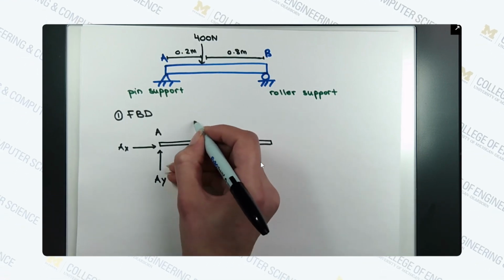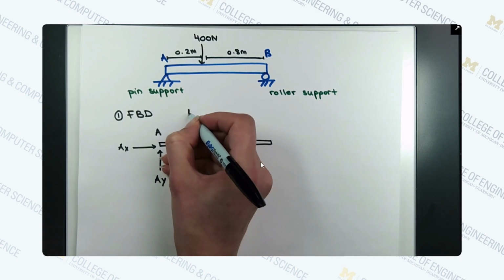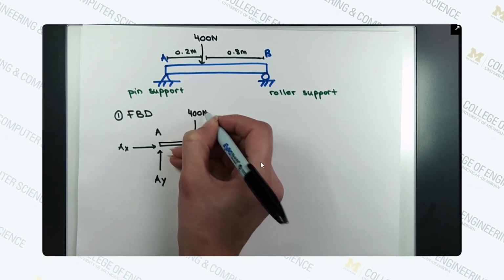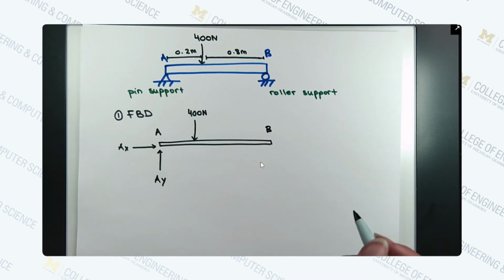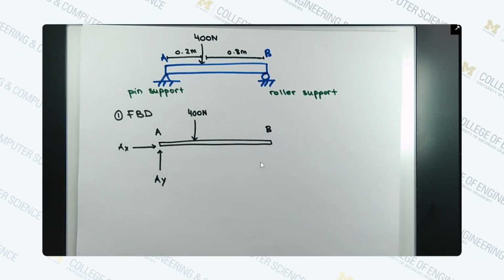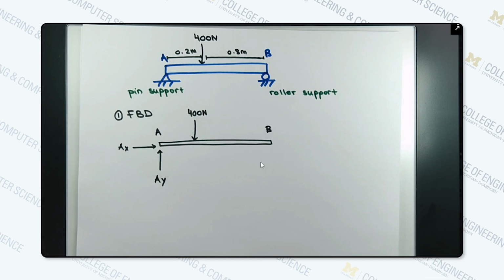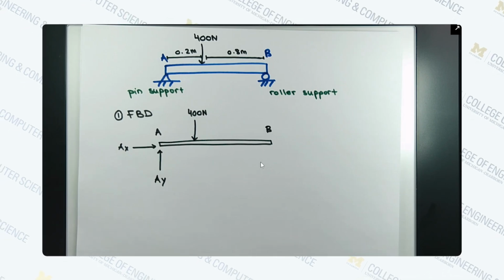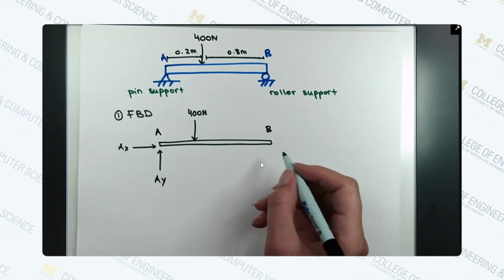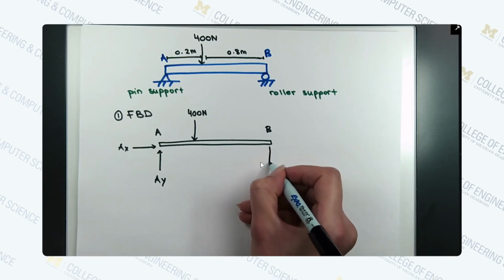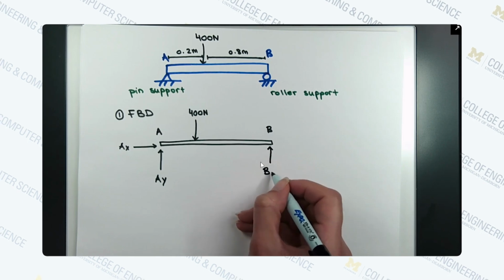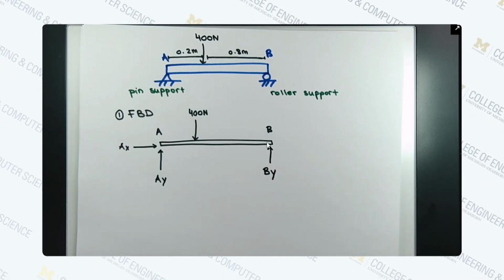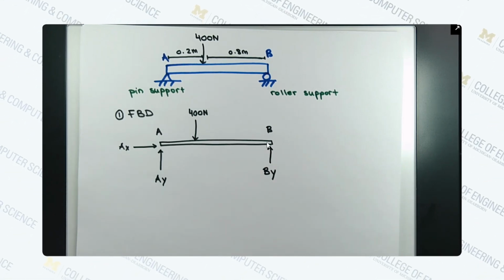We also have this force right here, given as 400 newtons, and at point B we have a roller support. Now with the roller support, it only has a force in one direction, and this will be in the Y direction. So let's also assume that it is upward. Now we have our free body diagram.